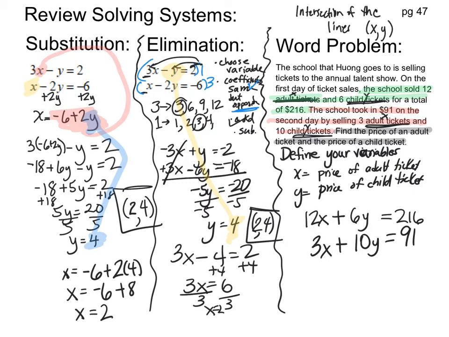One thing I want to re-emphasize, anything that I highlighted in green, I would not reuse again. So the 12, the 6, and the 216 that I put in that first equation, I would not reuse those numbers. The 3, the 10, and the 91 that I put in the second equation, I would not reuse those numbers. Now you know that I like elimination, so I'm going to use elimination. I am going to eliminate X.